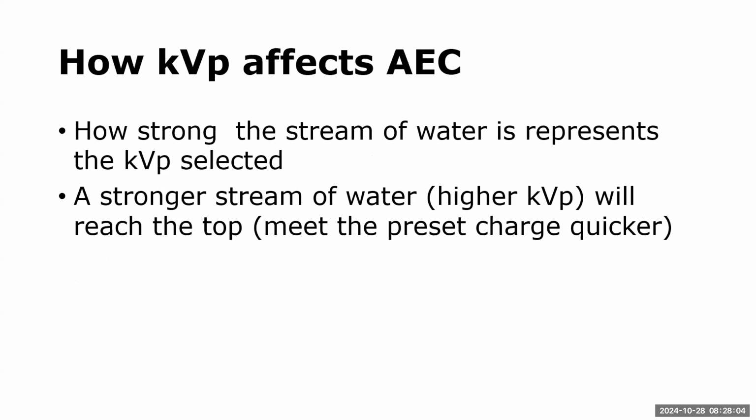How the KVP affects the AEC, think about how strong the stream of water is representing the KVP selected. A stronger stream of water, higher KVP, is going to reach the top or meet the preset charge quicker. So higher KVP means that preset charge is going to be met quicker. My time is not going to stay on as long, but my overall receptor exposure is still going to be the same.